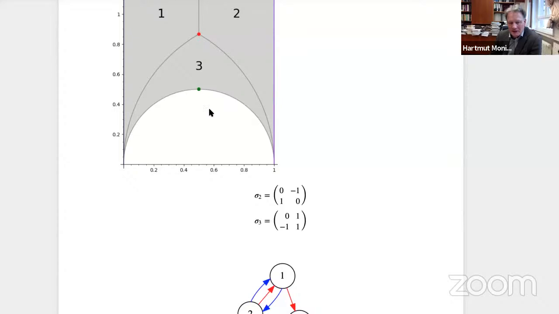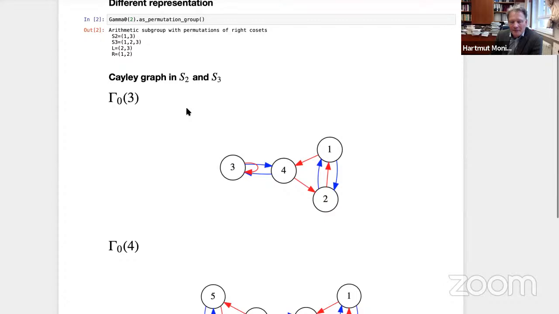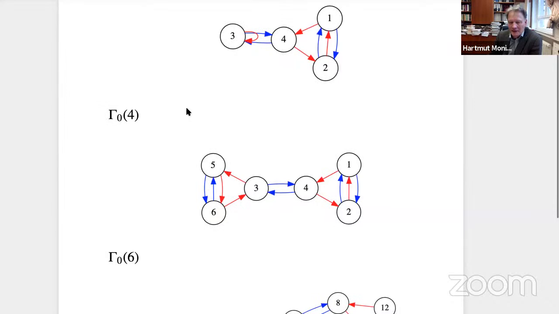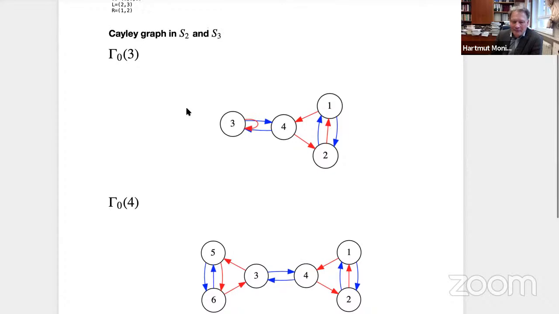Now, you can look at different groups and at their Cayley graphs, and that gives you a lot of information, in fact. From the Cayley graph alone, you can see quite a bit.